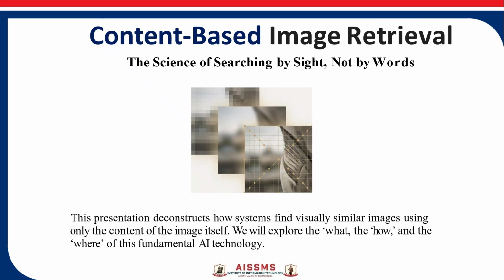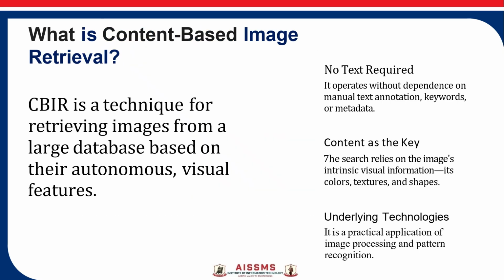The solution is a field of study known as Content-Based Image Retrieval or CBIR. Think of it as the science of searching by sight, not by words. Unlike traditional search engines that rely on manual text annotations or keywords, CBIR operates autonomously. It treats the image's intrinsic visual information, its colors, textures, and shapes, as the key to finding what you are looking for.